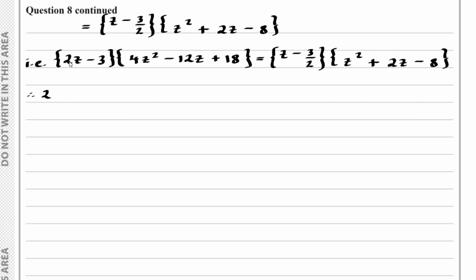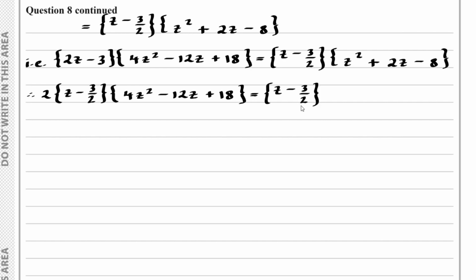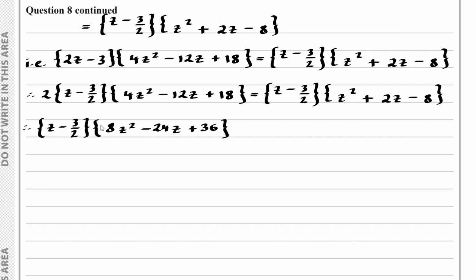So I can factorise out a 2 from here, leaving me with 2 lots of z subtract 3 over 2. And I multiply this by 4z squared subtract 12z plus 18. And that's equal to z subtract 3 over 2 multiplied by z squared plus 2z minus 8. And if I multiply this 2 into this bracket, I've got the z minus 3 over 2 multiplied by 8z squared minus 24z plus 36. And that's equal to z minus 3 over 2 multiplied by z squared plus 2z minus 8.